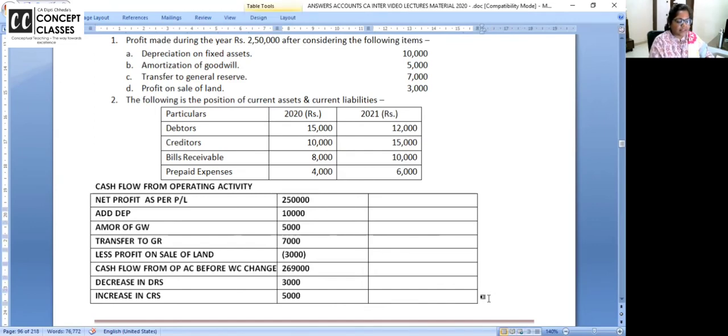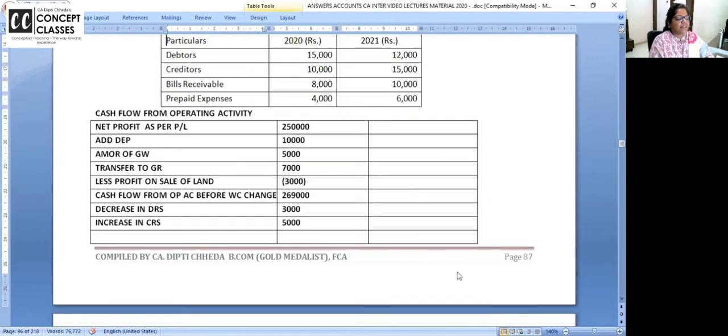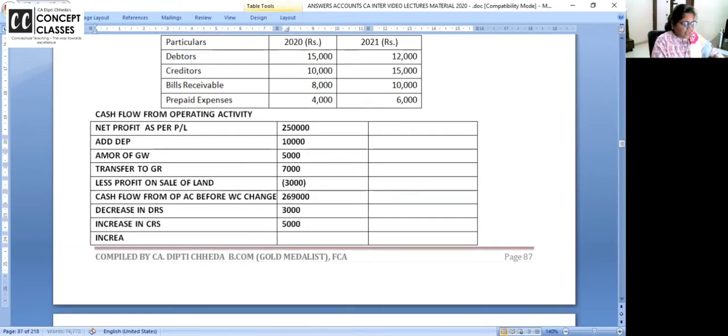2 more items are there. I need 2 more lines for that. क्या क्या है देखो. Bills receivable. Bills receivable were 8,000. Now they are 10,000. So 2,000 increase in bills receivable. 8,000 की जगह 10,000 हो गया bills receivable. 2,000 more. जब bills receivable increase हो रहा है और पैसे blocked हो गए. Already 8,000 was blocked. Now 2,000 more are blocked in bills receivable.